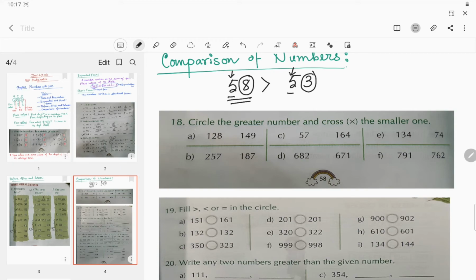Similarly, in question number 18, we can do the same for 3-digit numbers also. Circle the greatest number and cross the smaller one.